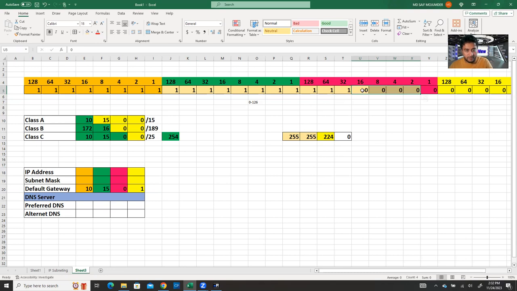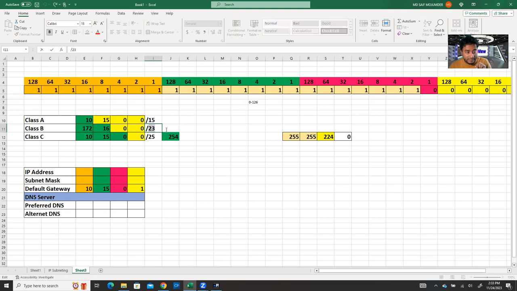I'm just going a faster way. One, one, one, one. That means how many bits you borrowed from the third octet? Five. That means this one is not anymore, it's 23, right? Because 8 makes 16, plus you borrowed another 7 bits. So 16 plus 7, which will make 23.